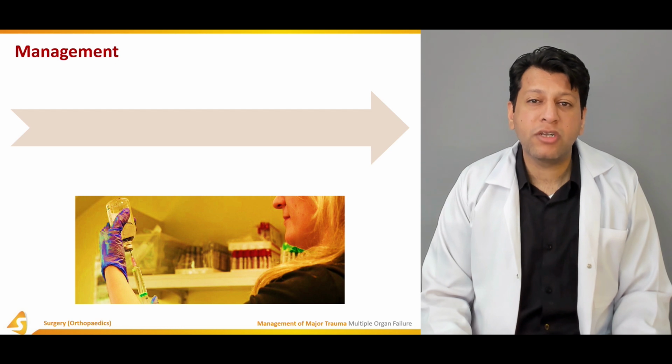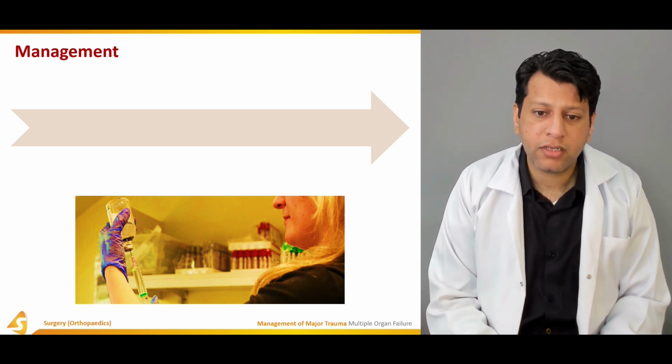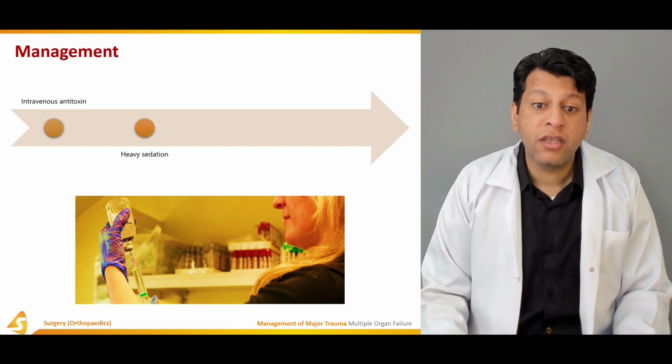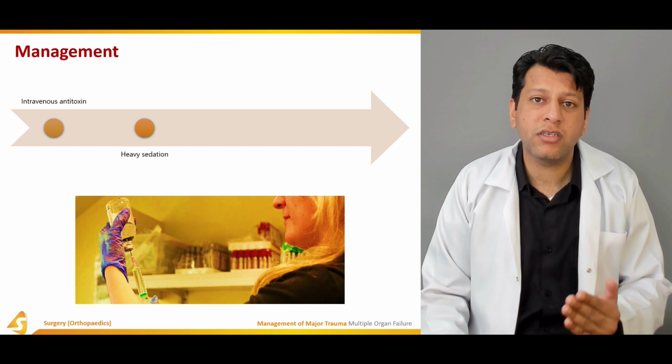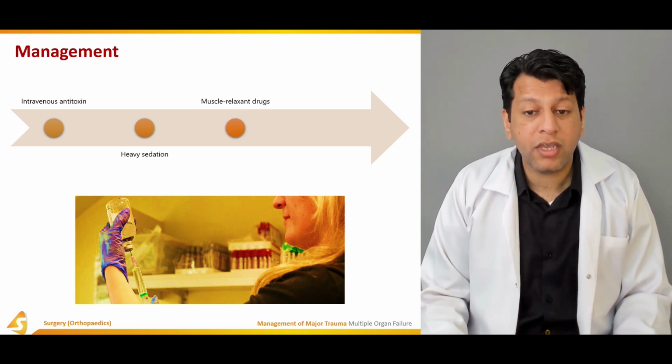Now, management. There are two types of management of tetanus. One is once the patient has suffered from tetanus, which requires intravenous antitoxins and heavy sedation, because usually this toxin irritates the nerve, leading to muscle convulsions and spasms of the respiratory muscles.